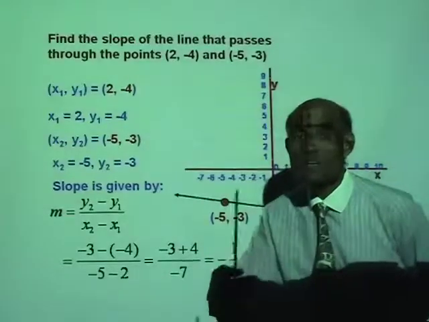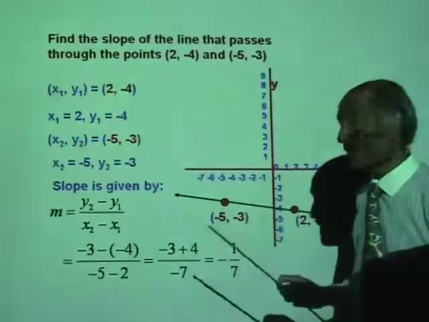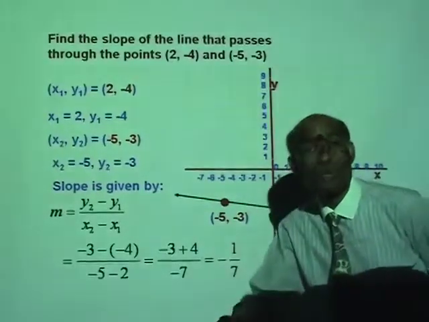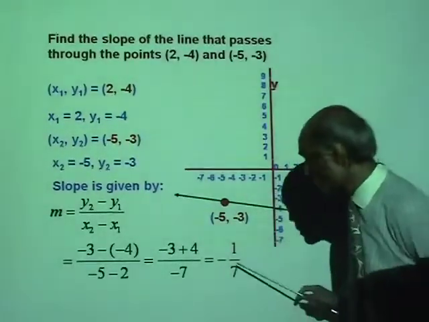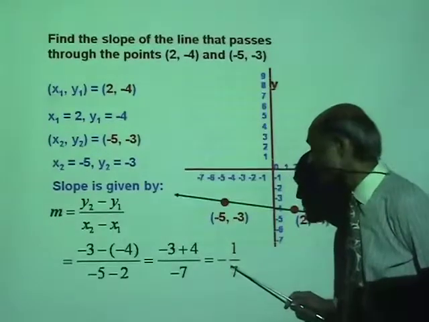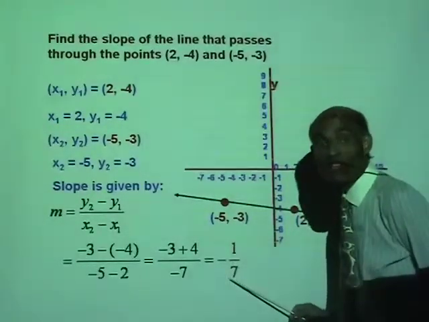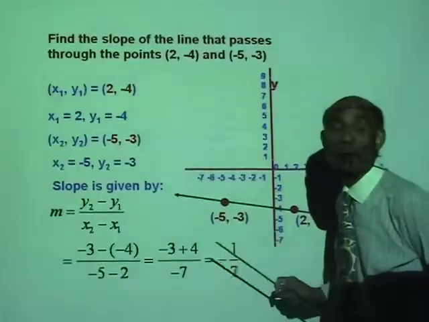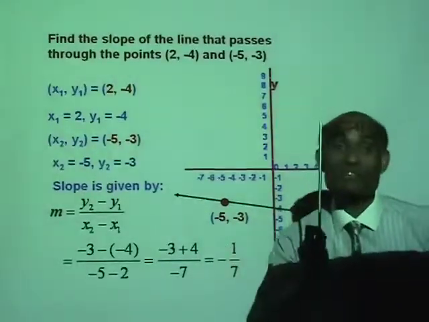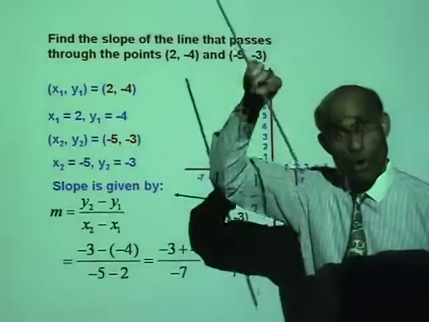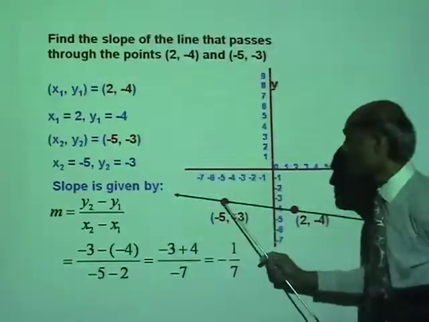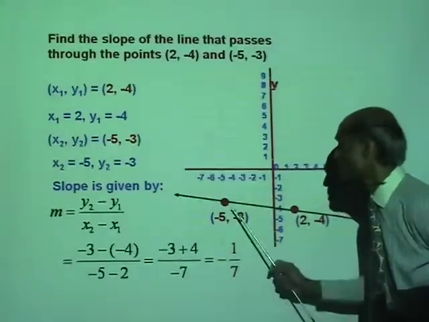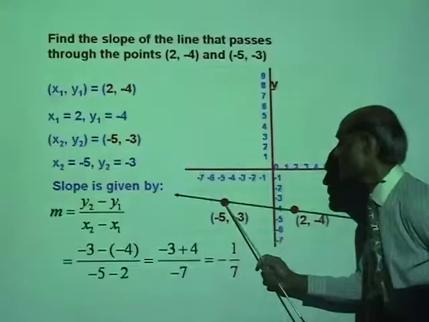What does the negative mean? It means every time the input increases, the output will decrease. So if you walk 7 units, for every 7 units you walk, you will fall by 1 unit. Not rise. Rise will be upward. Fall is downward. Now look at this graph. Start here. You walk 7 units. Let's walk 7 units. From here.